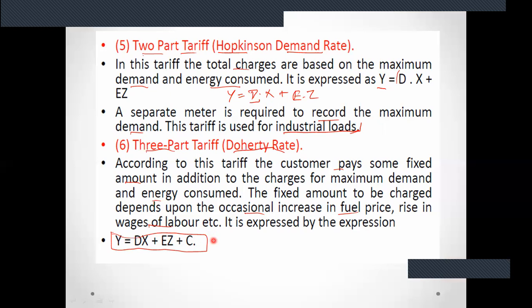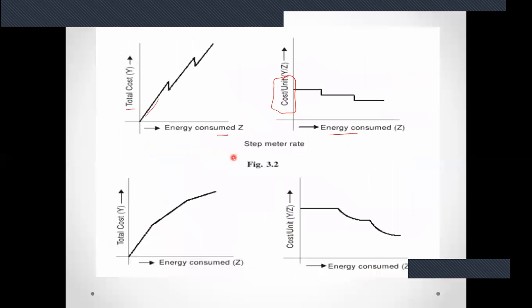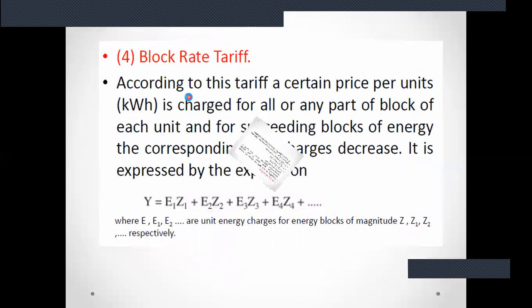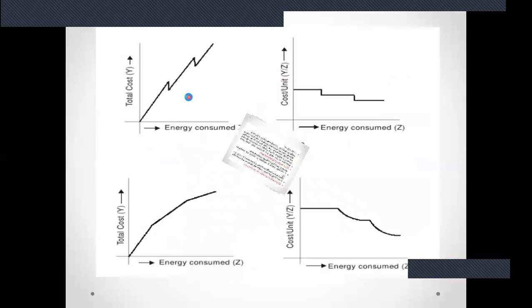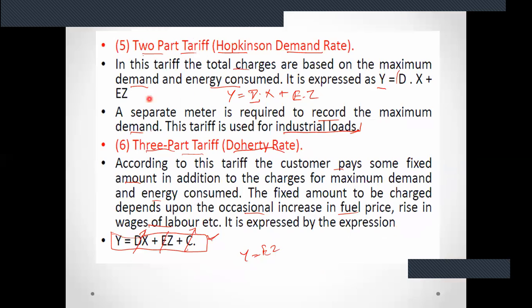So this is the general equation, and it is also the equation for the three-part tariff method. If we remove the constant, that is the fixed amount to be charged, then it becomes the two-part tariff method. And if we also remove the maximum demand, then it becomes Y is equal to EZ, and that becomes the tariff rate for the block rate and step meter rate. So in this way, from the general equation we can find the different tariffs.